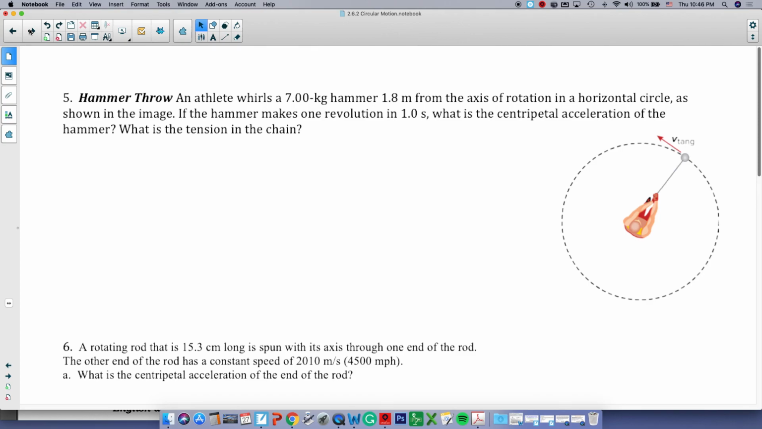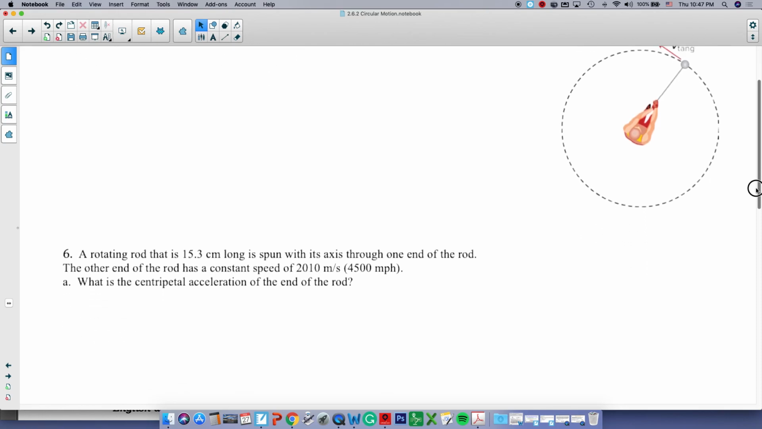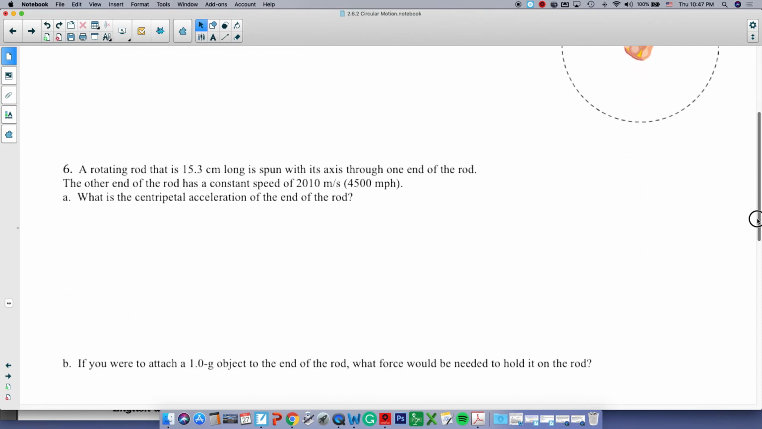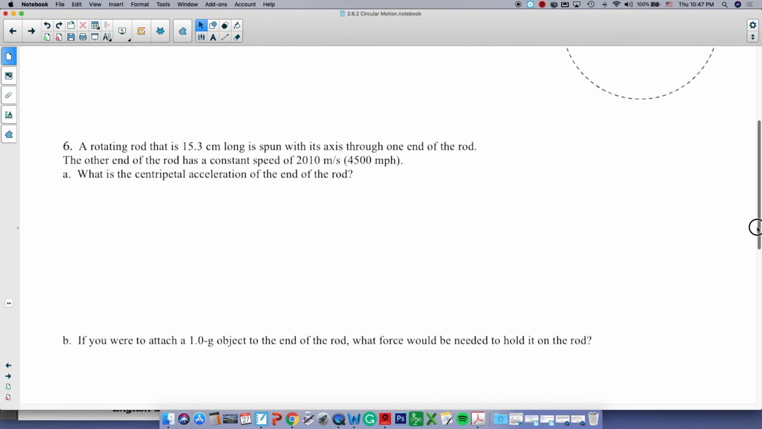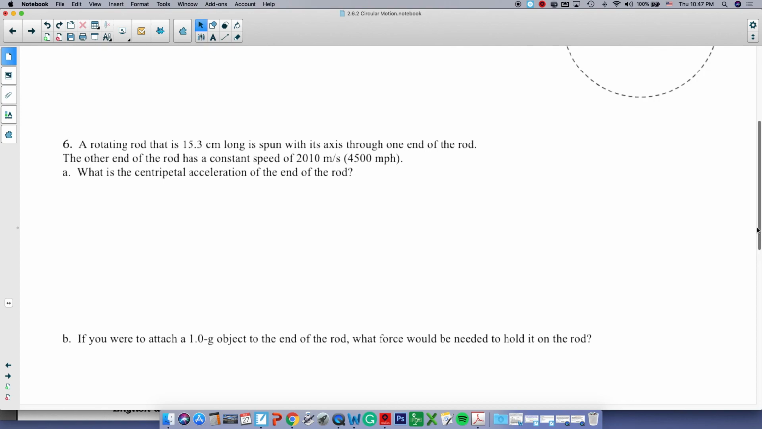And we have a hammer throw one, so just like that video, 7 kilogram hammer, 1.8 meters from the axis of rotation. Okay, so centripetal acceleration, what's the tension on the chain? So that one should be pretty easy, just find the centripetal force there. Okay, rotating rod, 15.3 centimeters long, axis through the end of one rod. Rod has a constant speed of 2,010 meters per second. Okay, so for this one, we're going to have to convert this to meters.